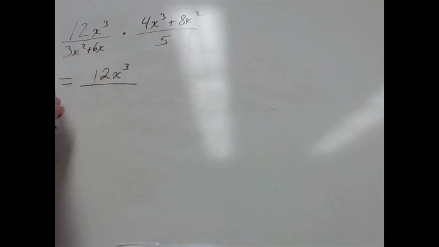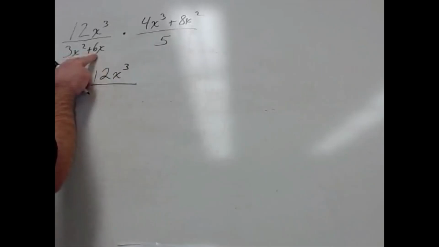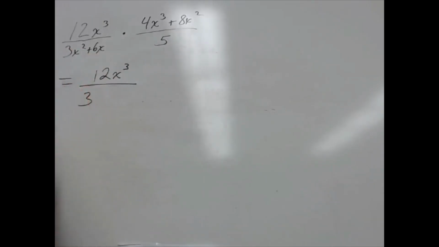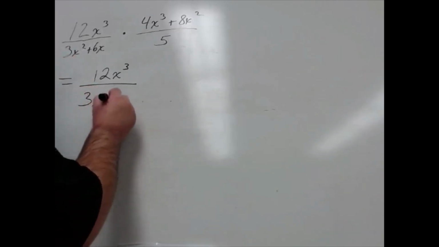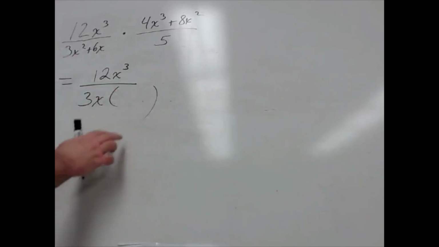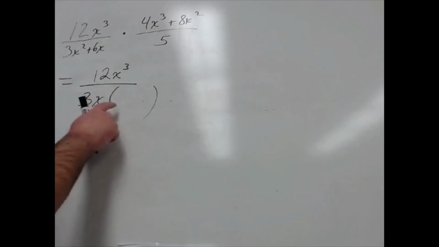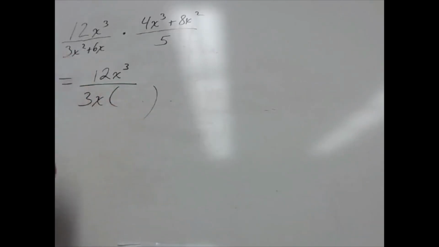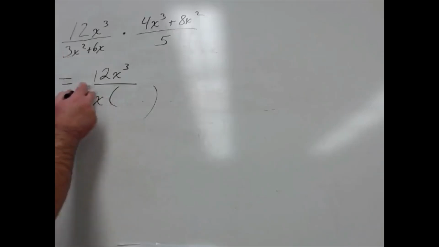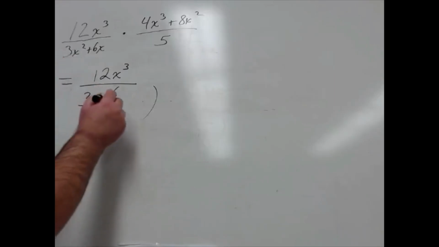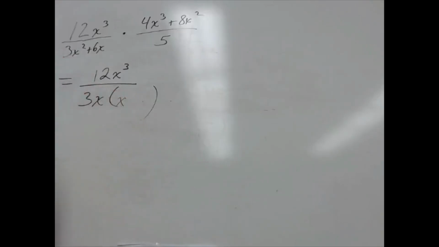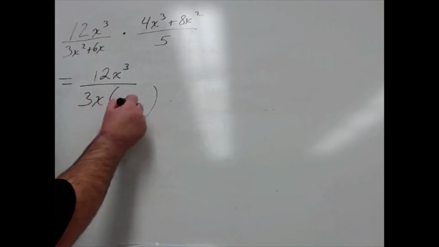This term here, though, can be factored because it has common factors. 3 and 6 have a common factor of 3. X squared and x have a common factor of x. Now I find out what goes inside the bracket. So 3x times what gives me 3x squared? Well, 3 times 1 gives me 3. And x times what gives me x squared? Well, that would be x. 3x times what gives me positive 6x? Well, that should be plus 2.